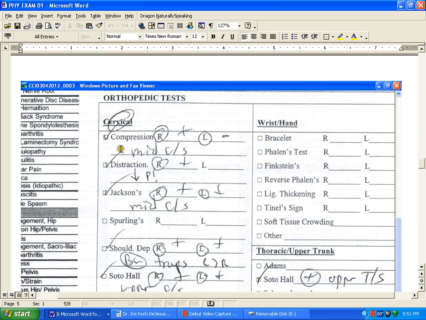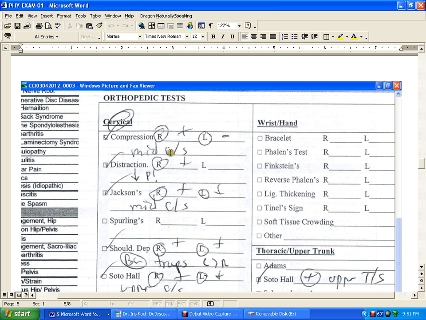Okay, where it says compression, both are circled, right and left, but you see there's a dash there on the left. That means the cervical compression testing was only positive on the right side, not the left. And then after that, you would put in the mid cervical spine. That's what you would do with that one.